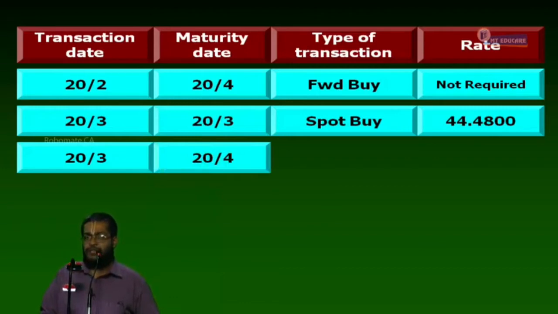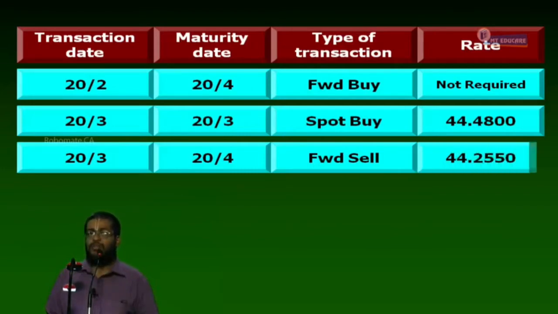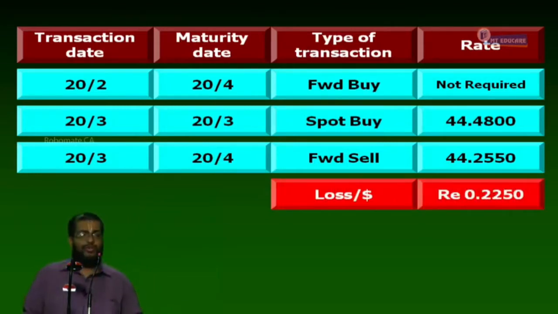I go for what? Forward sell. I forward sell at what rate? The bank's bid rate. Tell me the bid rate here. April bid rate is what? 44.2550. The bid rate is 44.2550. Tell me, I am making a gain or loss? How much the loss per dollar? It is going to be 0.2250.